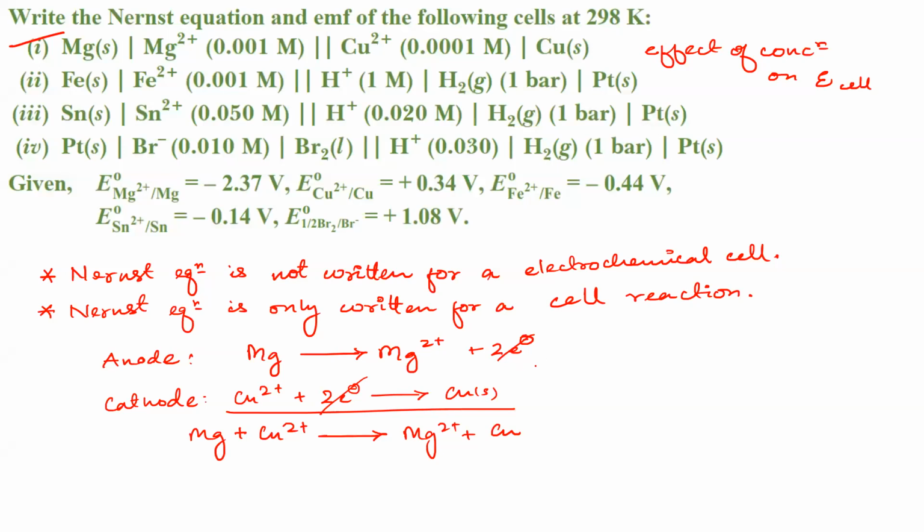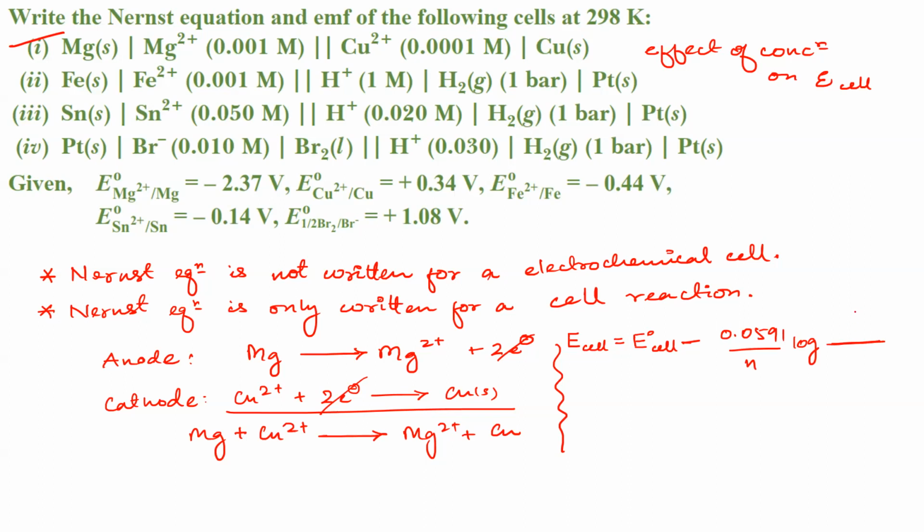Okay, now you can write the Nernst equation. So what is the Nernst equation? E cell is equal to E naught cell minus 0.0591 divided by n, where n is the number of electrons used in this particular cell reaction, times log of product upon reactant.